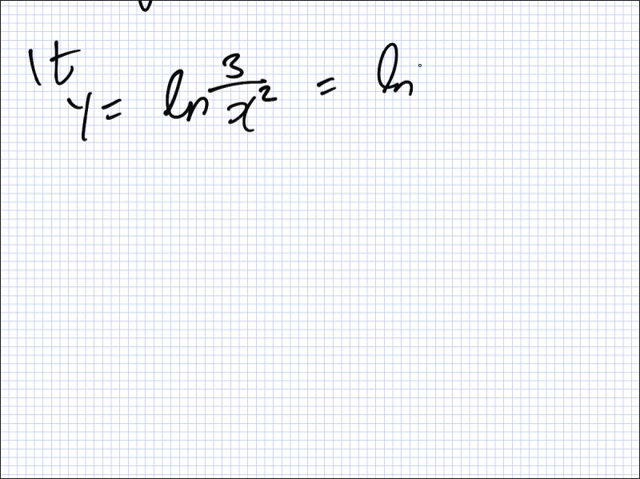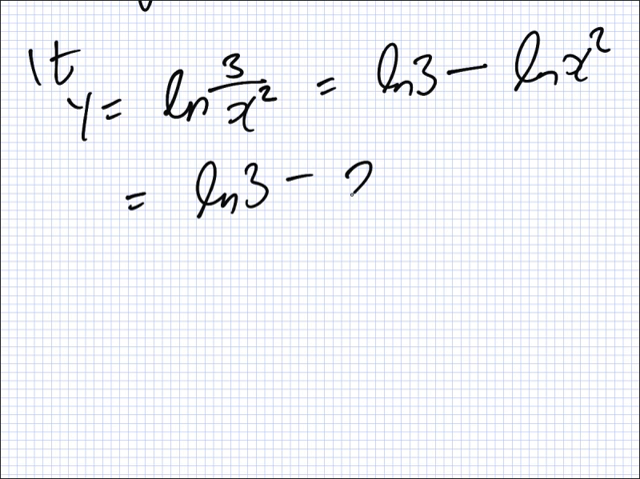This is log 3 minus log x squared. This is rule number 2 of logs. And then using rule number 4, I think, what do I do next? Bring the 2 down. Yes. This is rule 4. Now we can differentiate. Ray, look up, please.